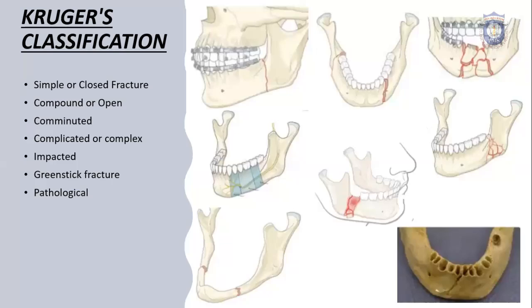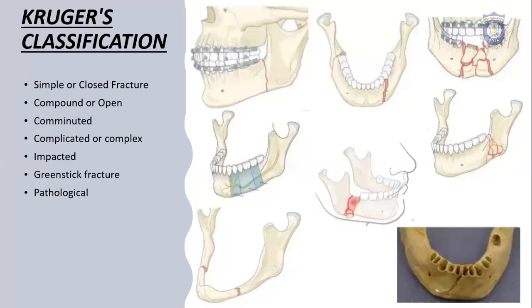A closed fracture is another term for a simple fracture. So a simple fracture can occur in non-tooth-bearing areas, for example, the angle of the mandible beyond the third molar. That is one area. Or a fracture in an edentulous mandible, or in an edentulous area, is known as simple.